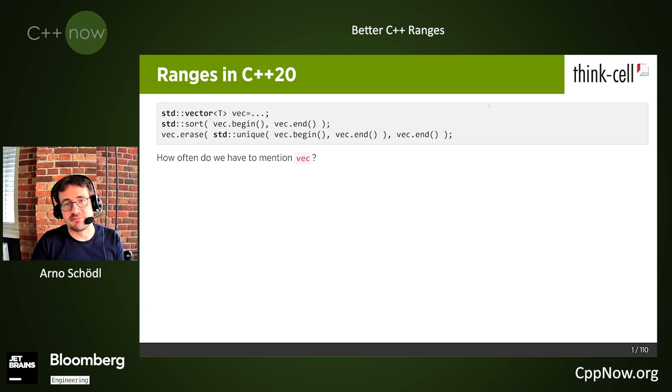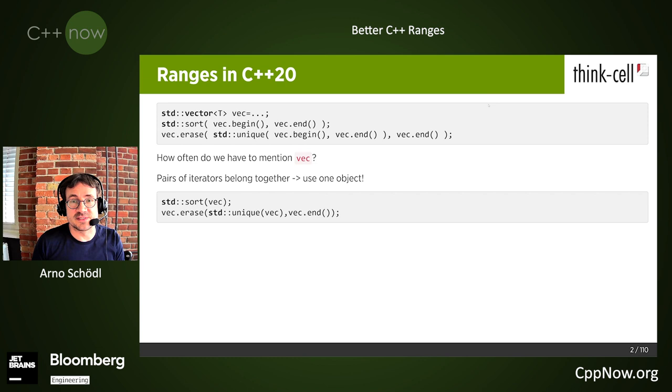And this can be done much more elegantly if we combine the begin and end into a single object. And then you could write it instead like this. You just say we sort the vector, and then we unique the vector, and you still need the end for the erasing. Now, before I continue, if you don't have a C++20 compiler, Eric Niebler, who is the inventor of the C++20 standard library ranges, has an implementation of them on his GitHub for compilers that don't support C++20 yet. So you can also take a look there if you want to play with it.